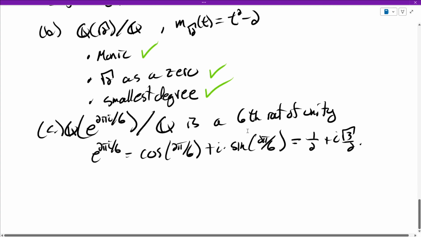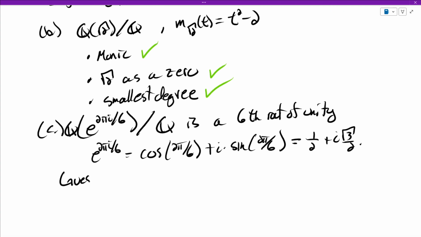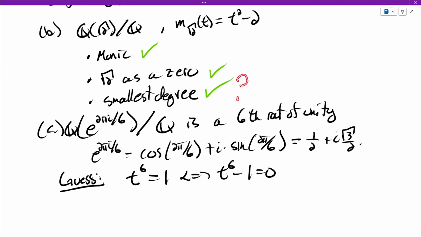What's its minimal polynomial? Well, you might make some guesses. You might guess, well, I know that this is a 6th root of unity. So I know when I raise it to the 6th power, I get 1, or equivalently, it should satisfy t to the 6th minus 1 is 0. And that's all fine and good, and that's a first guess. Is this one monic? Yes, it is monic. Check. Does it have e to the 2 pi i over 6 as a 0? Yeah, that's the point of these. They are zeros of that. Check. Is it the one of smallest degree? I don't know about that.